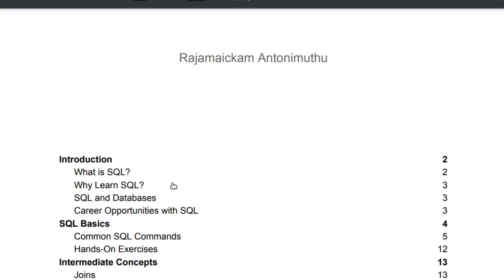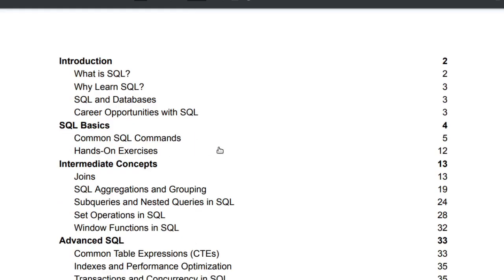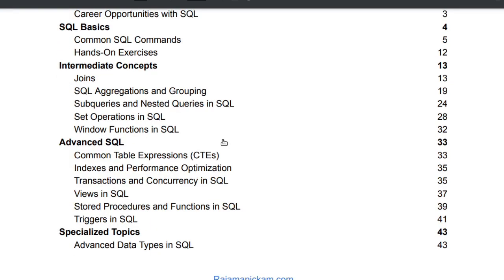So this book covers very basic things, so mostly it will be useful for beginners as well as advanced users. Starting with basic things: what is SQL, why we should learn SQL, and common SQL commands, hands-on exercises. Then intermediate concepts like joins, aggregations, grouping, subqueries, nested queries. And it even covers advanced topics like CTEs, indexing, and other performance optimization things, as well as transactions, rollbacks.